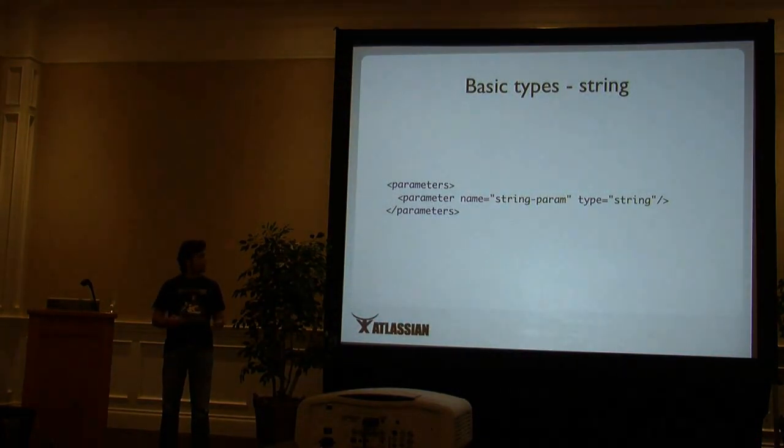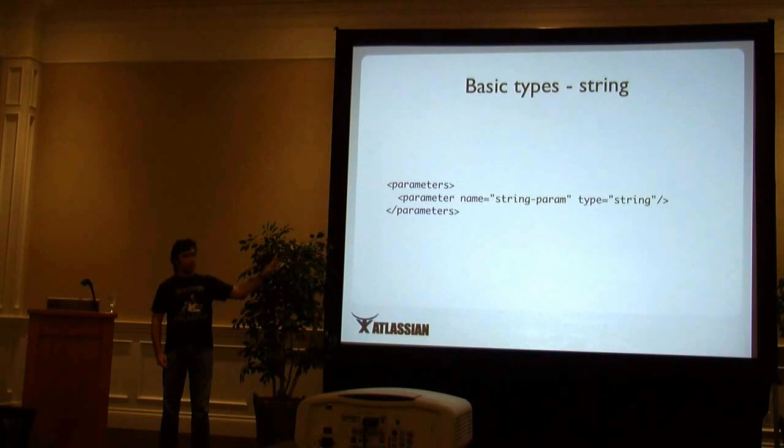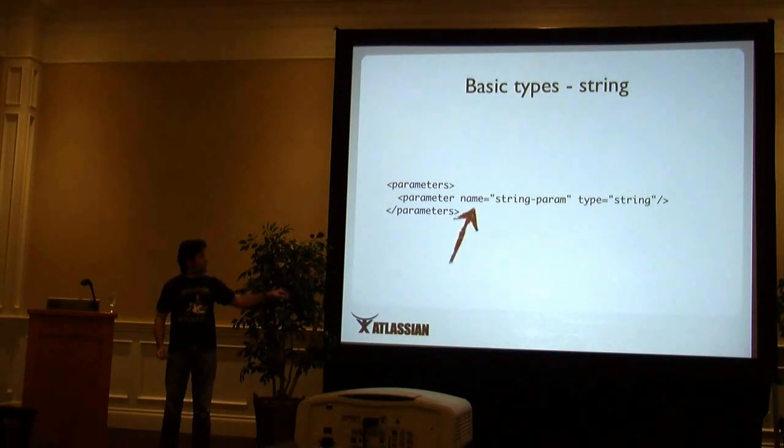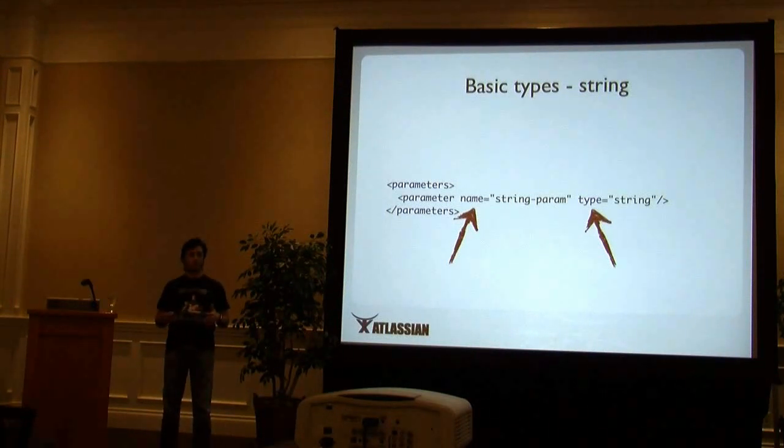The most simple type is the string, as you might expect. But inside the parameter element, we have two required attributes. Obviously the name, but also the type. We did think that we could always just fall back onto the string type because, at the end of the day, you could always represent it with a text field.